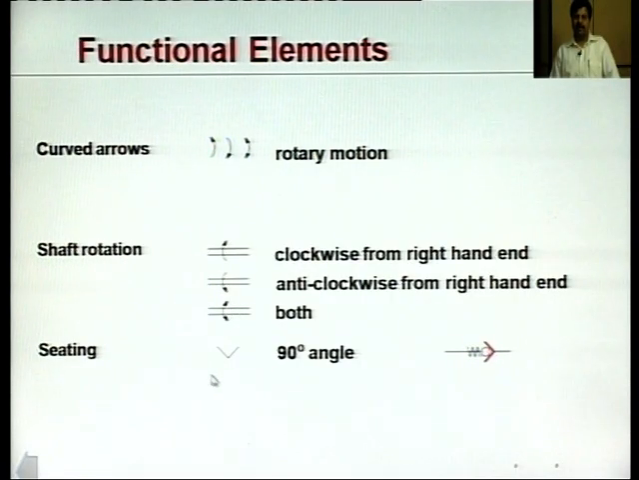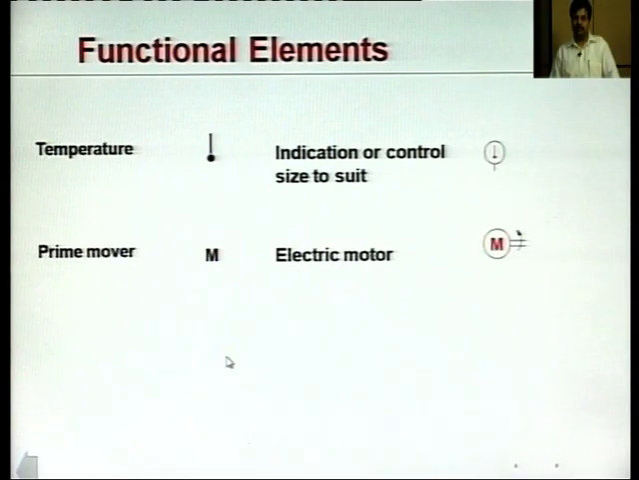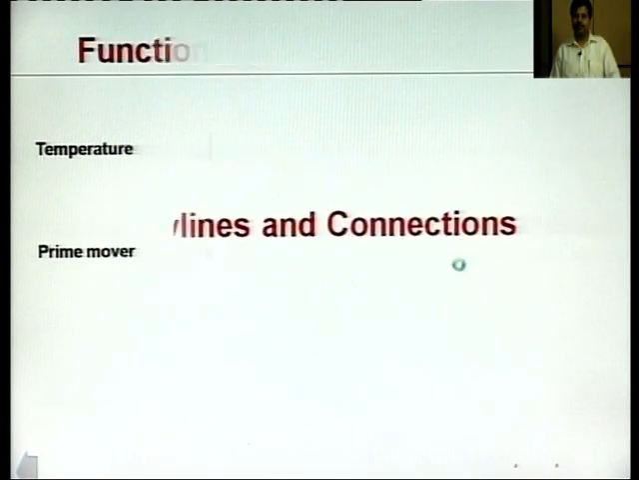The valve seat is sometimes represented, or most of the time it is represented, by a symbol like this. If we come across a symbol like this in a pneumatic circuit, it shows that at that particular place in the circuit there is a device which is used to measure the temperature of that particular point in the circuit. If we come across a symbol like this, it denotes that this particular device is a prime mover, such as an electric motor or a generator or whatever type of power source which is used to give power to that circuit.